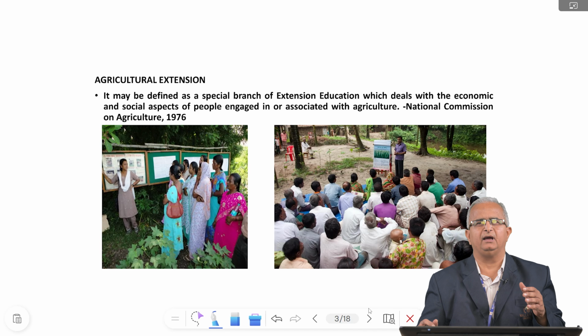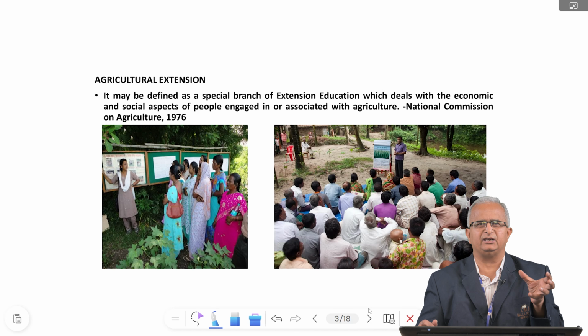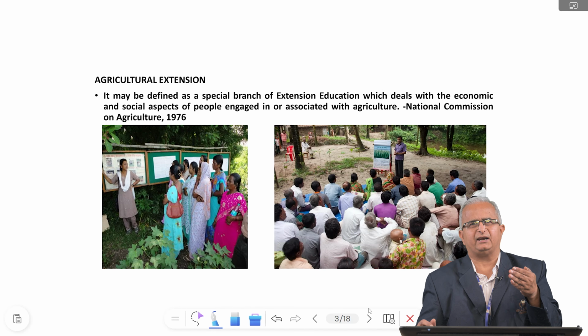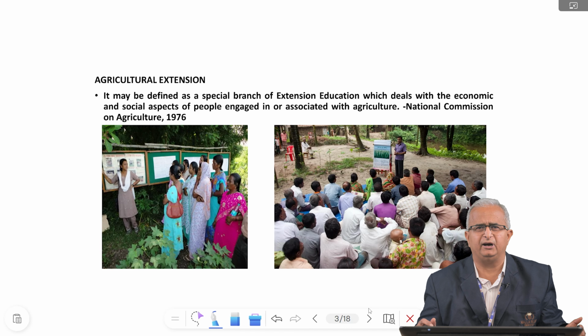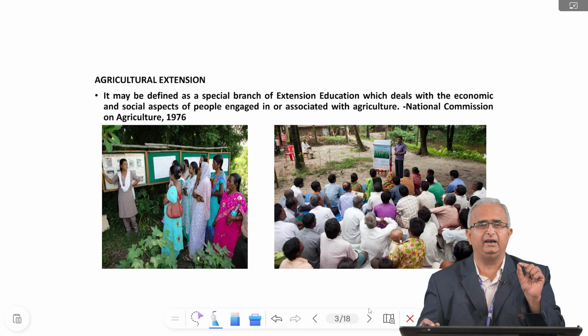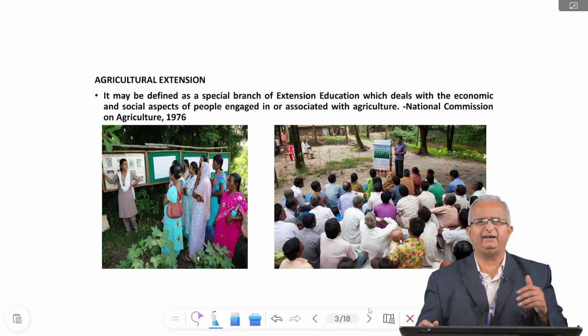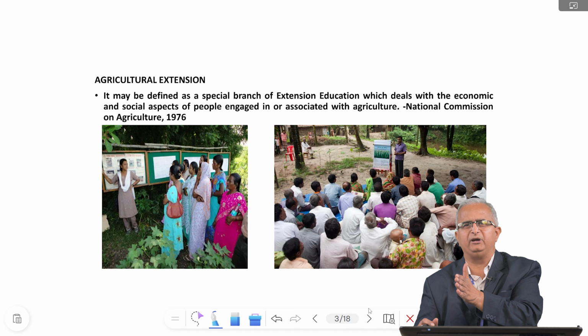Here, what happens is, in all the other disciplines within agriculture, we do research, we come out with the research findings. But in extension, whatever research findings are taken up by the other disciplines, they'll be transferred to the people who are in need, actually to the villages, to the farming community. It acts as a bridge between the scientific community and the farming community.